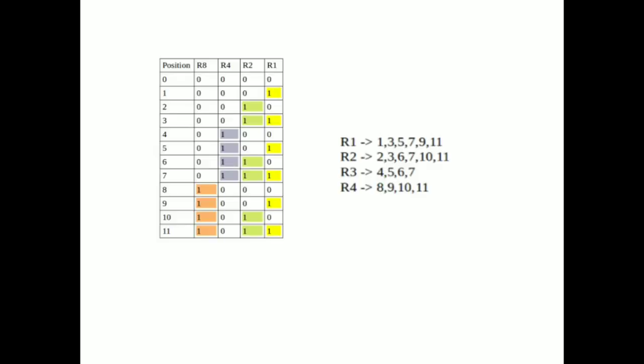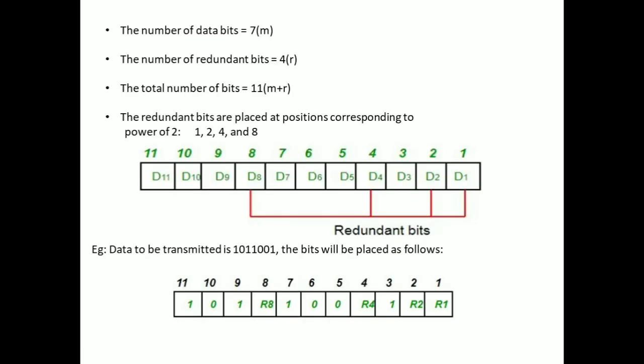So in the more diagrammatical representation, R1, that is redundant bit 1, covers the positions 1, 3, 5, 7, 9, 11. R2, redundant bit 2 or parity bit 2, covers 2, 3, 6, 7, 10, 11. R3 covers 4, 5, 6, 7 and R4 covers 8, 9, 10 and 11. Okay, let us go for the detailed example.